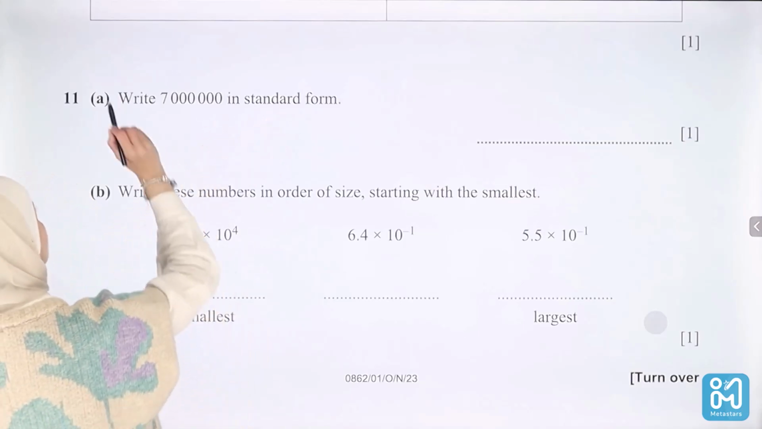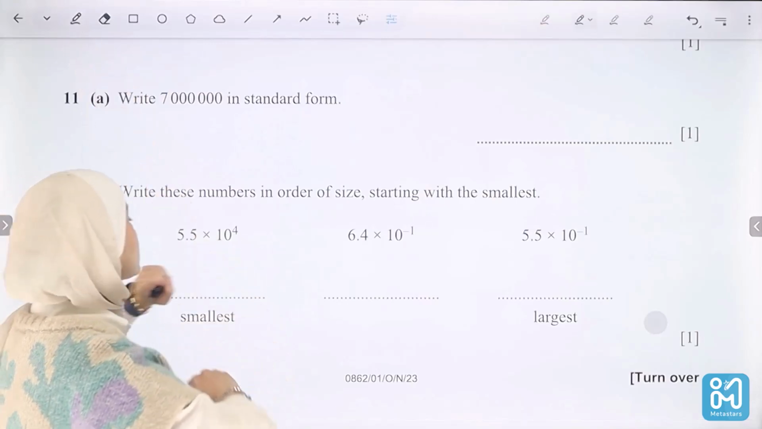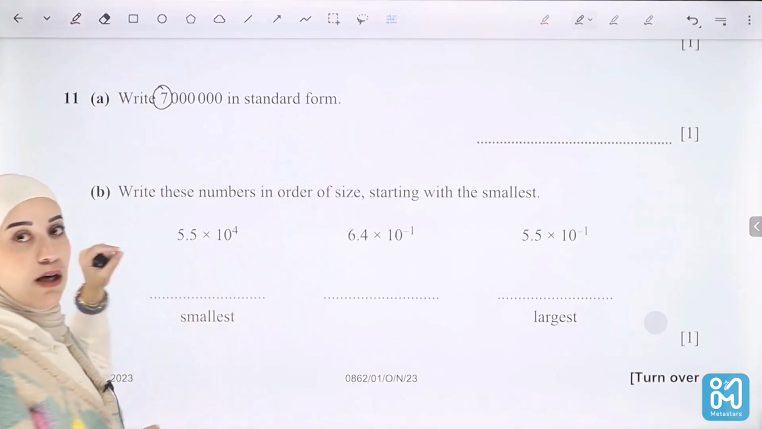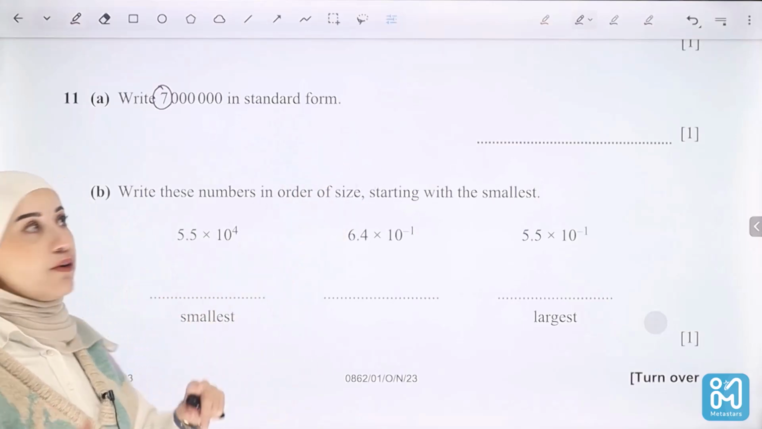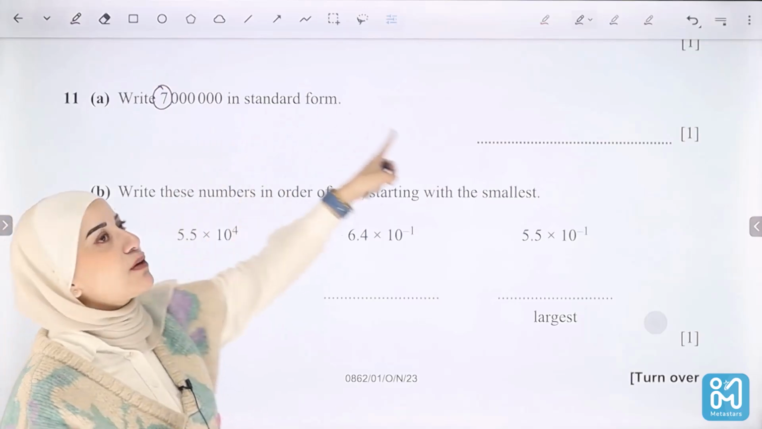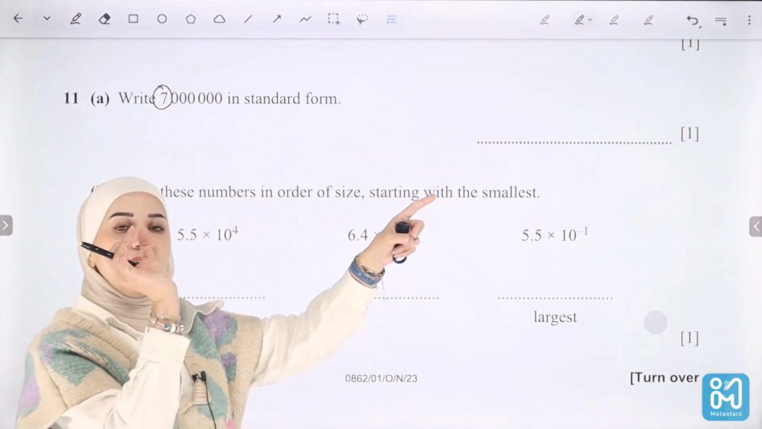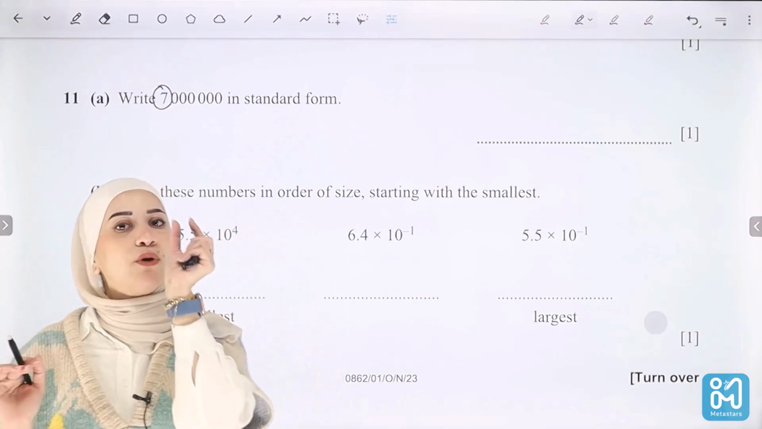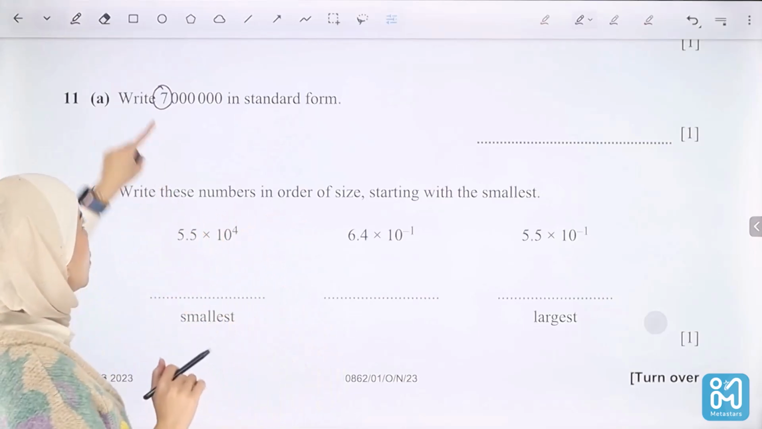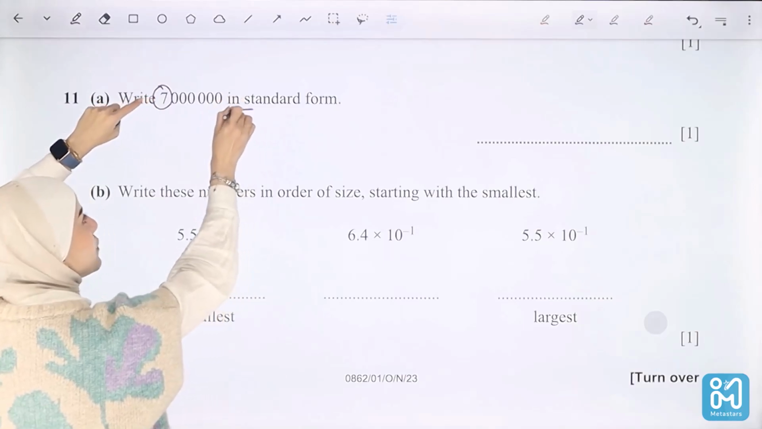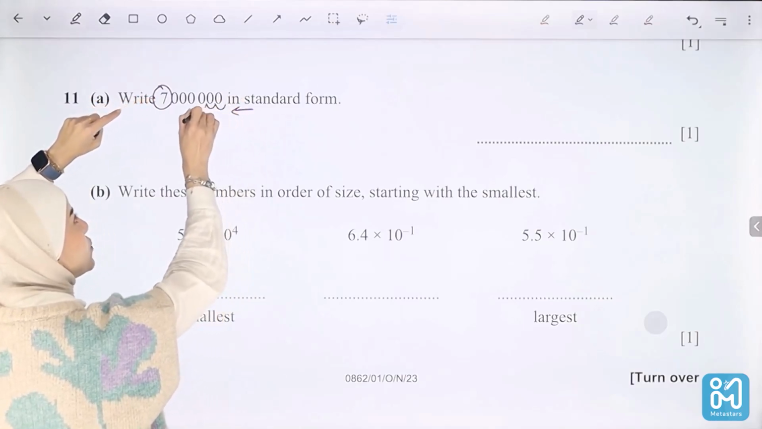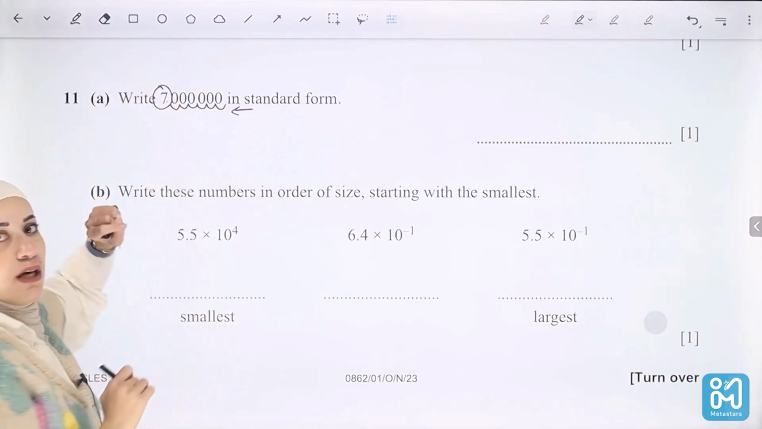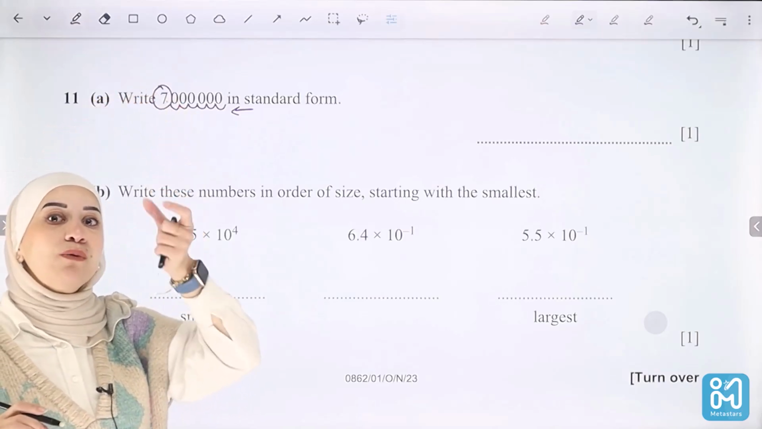Okay, as we all know, standard form means this number should be written alone with a power of 10. It's either positive or negative. Take a look at this number. This number is 7 million. So I'm going to remove all of the zeros. I want a number only between 1 and 10. So 7. I'm going to move the decimal point from this side. I'm going to count 1, 2, 3, 4, 5, 6. Stop. So now what do I have? 7. 7 is between 1 and 10.